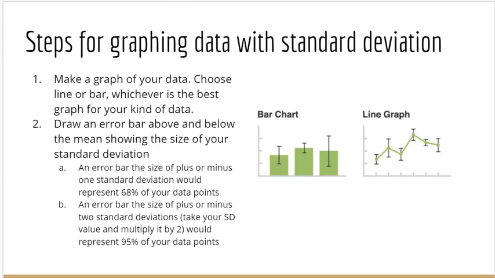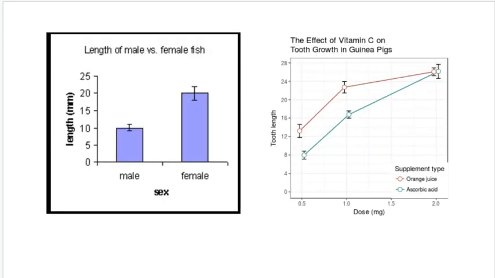Let's take a look at some real data here. Okay, so here we've got some fish and their length was measured, divided up by males and females. So what are some conclusions we could make from this? Well, let's take a look at which one has the more clustered data. Which one's standard deviation is smaller? Well, the error bars on the male are smaller than the error bars on the female, which means that the males are more a similar length. There's more length variability in females.